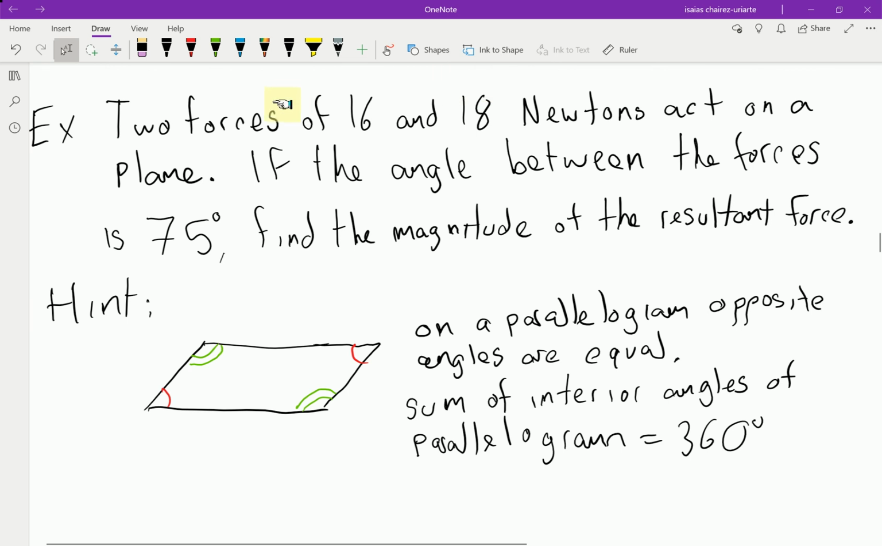So these two vectors act on a plane. If the angle between the forces is 75 degrees, find the magnitude of the resultant force. This is an important example because other examples down the line build on this one. So think about this example. Again, if I was you, I would pause the video and give myself the opportunity to challenge myself to do this on my own. Take about 10 minutes. And then let's see if we can solve this together.